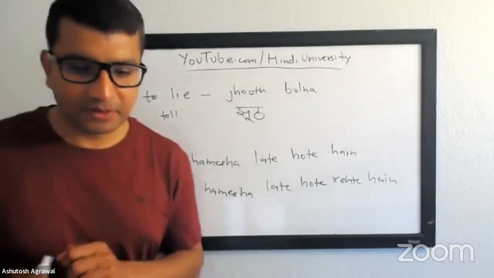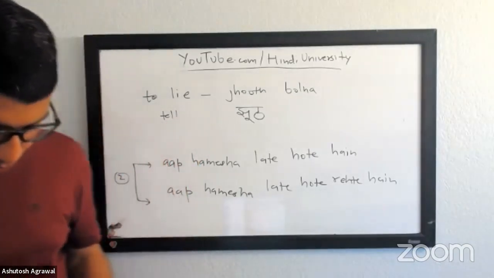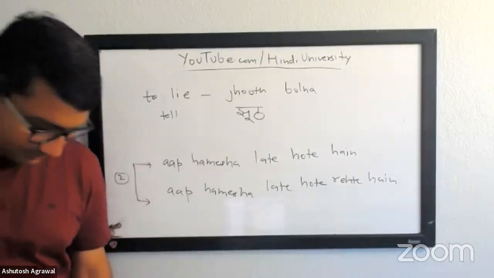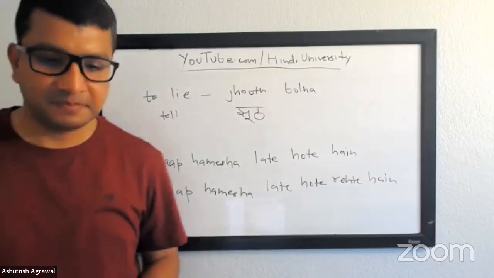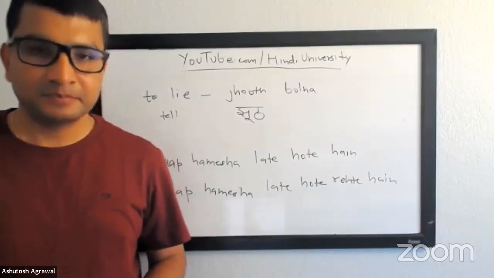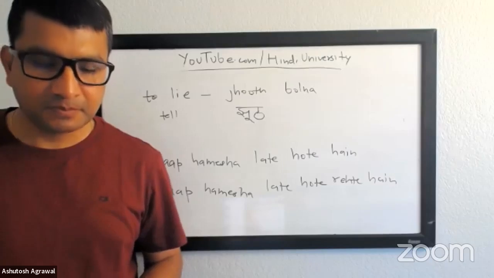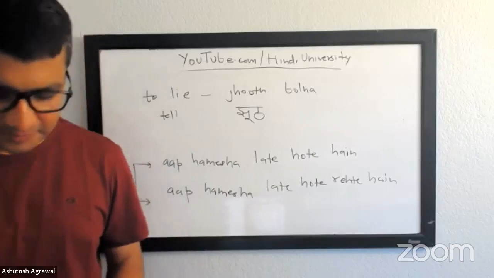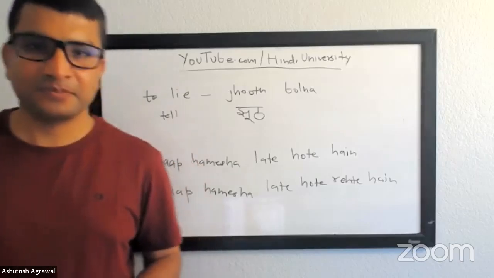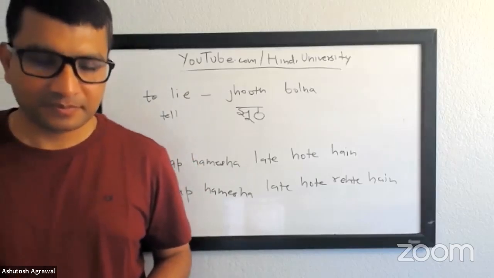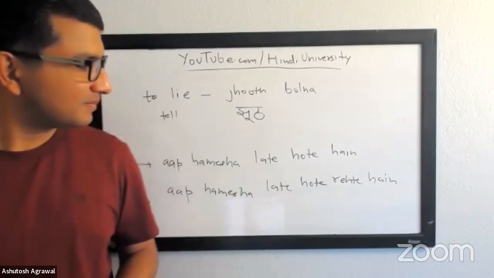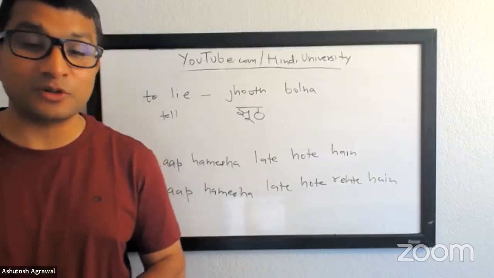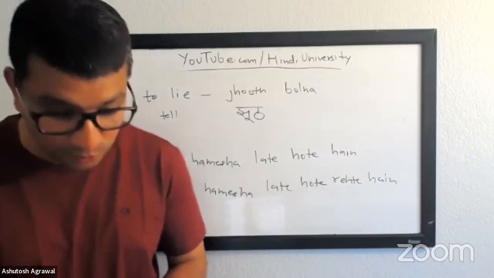Jhoot bolna. Okay. Let's say JDG, you want to say you keep on lying to someone. How will you say that in Hindi? आप हमेशा झूठ बोलते हैं. Okay. And you want to show the continuity. आप हमेशा झूठ बोलते रहते हैं. Very good. You always, or you keep on lying every day. आप हमेशा झूठ बोलते रहते हैं.